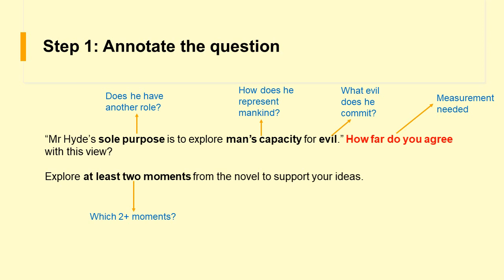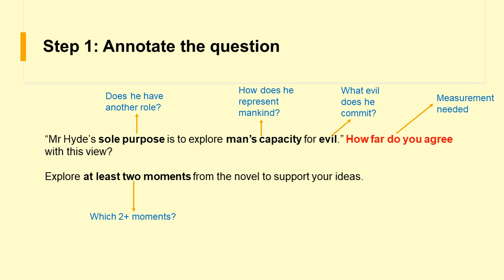Is to explore man's capacity for evil. So here you think about how does he represent mankind. Capacity for something is ability for something, how much something can be achieved. And then evil, think about what evil he commits.